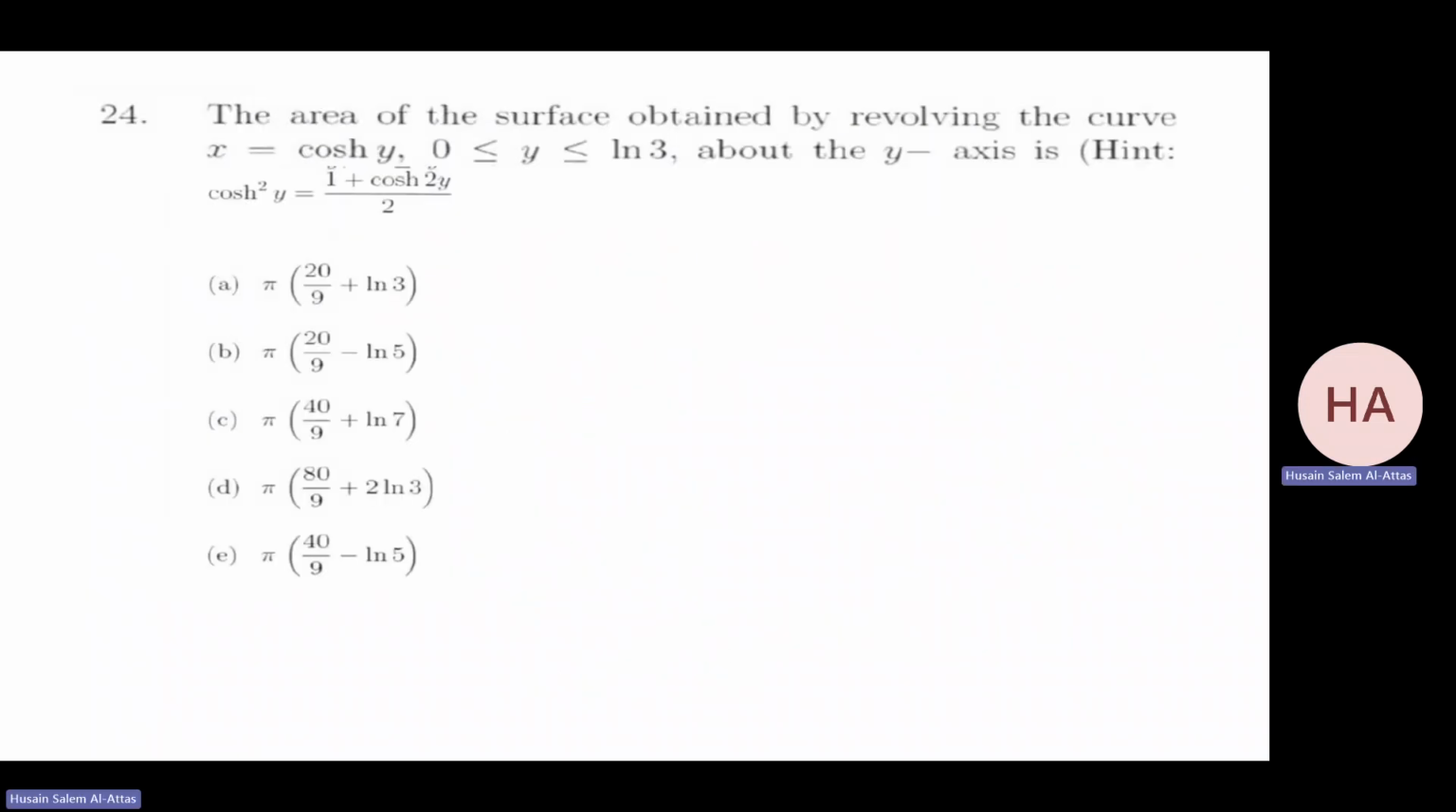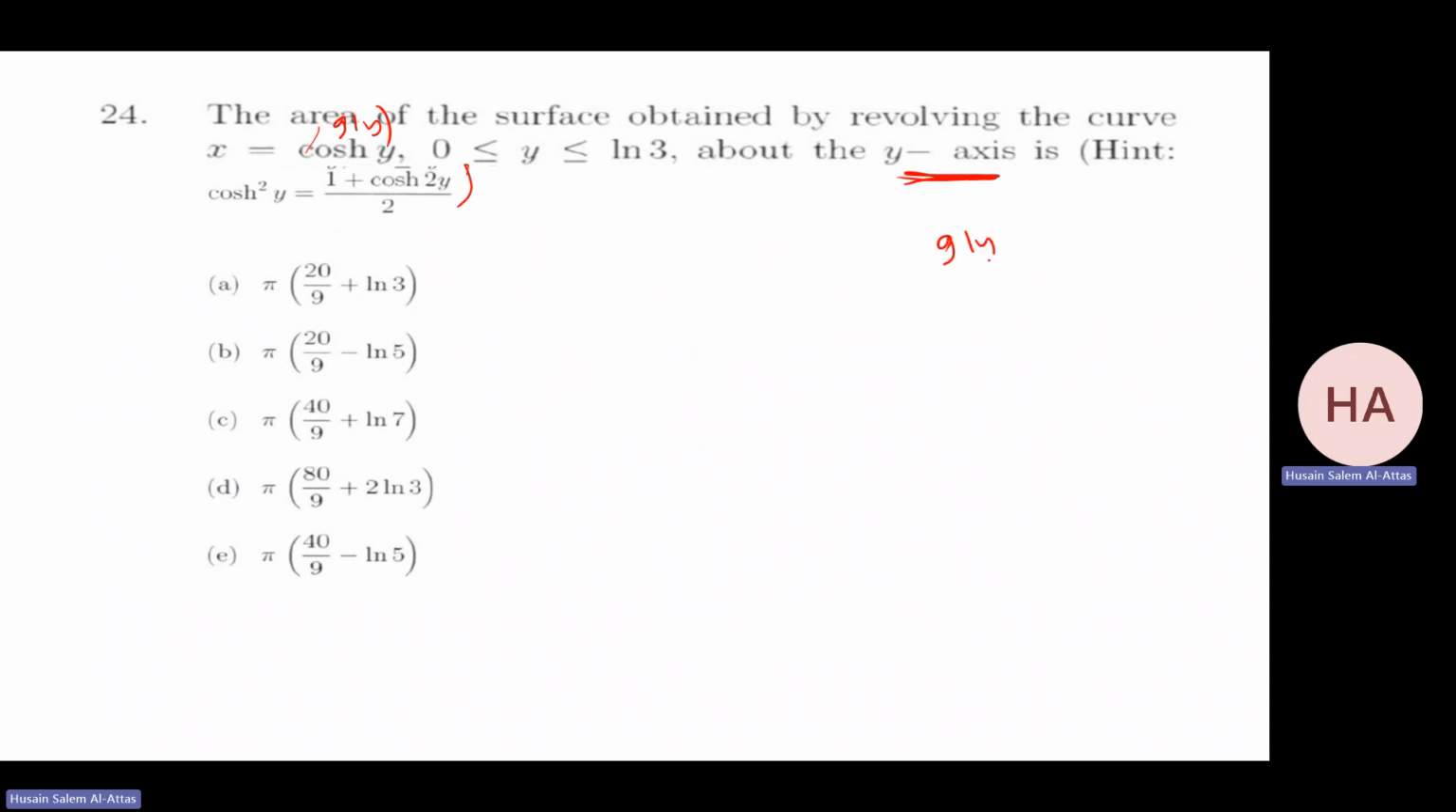The area of the surface while following the curve. He gave me a hint: cosine square is cosine hyperbolic square. Okay, now this is g of y, and it is about the y-axis. So what do I have?